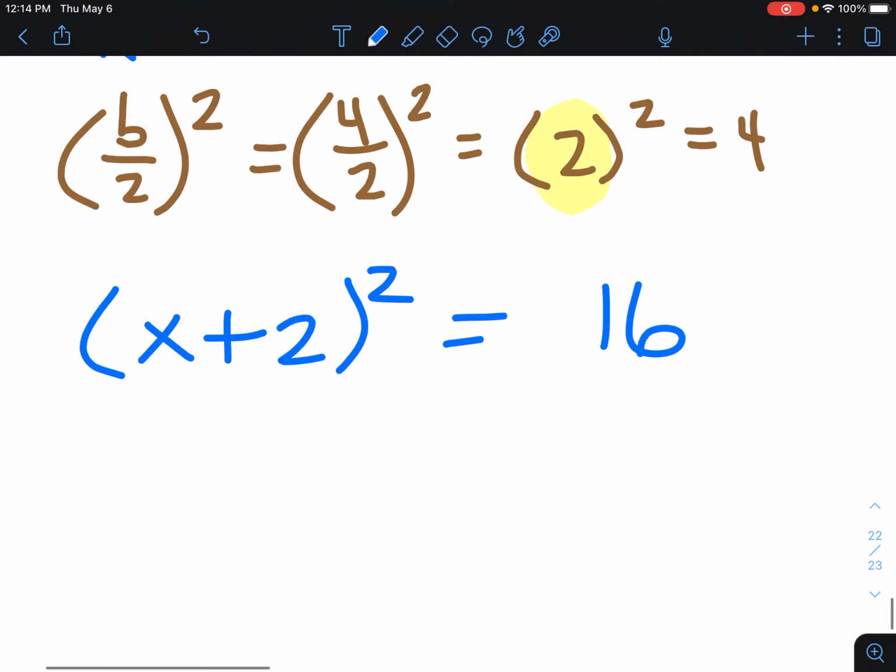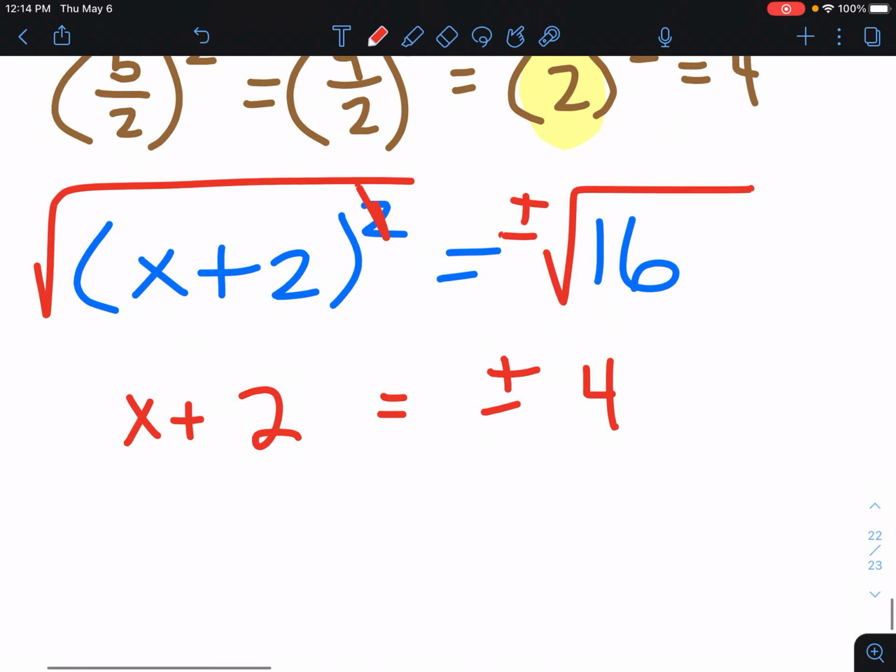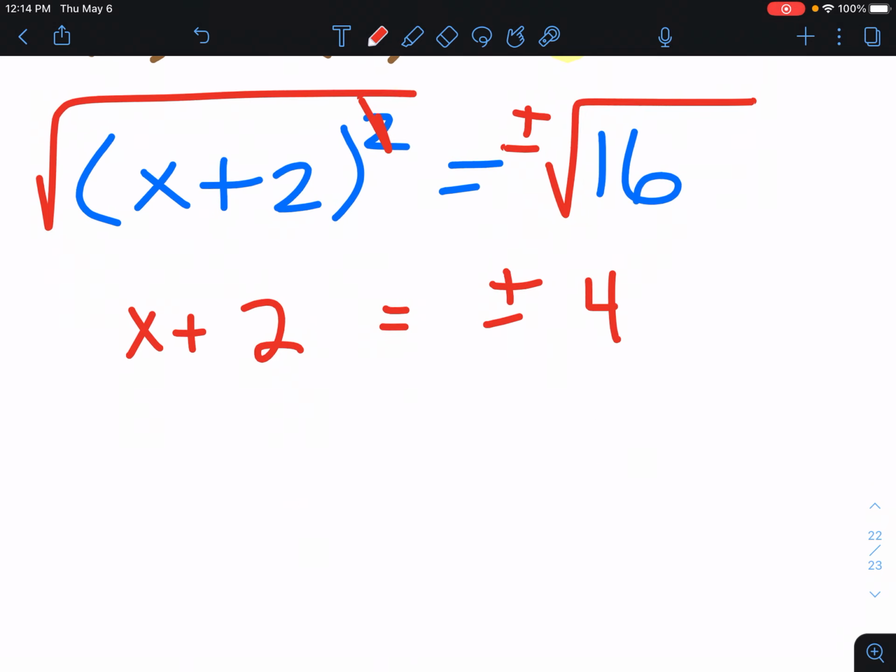All right, so we're solving by square roots here. We want to get rid of the parentheses squared by square rooting both sides. So that gets rid of the parentheses squared. So just bring down x plus 2. On the right side, plus minus, the square root of 16 is 4. Then you got to take one step further, get x by itself. You would subtract 2 from both sides.